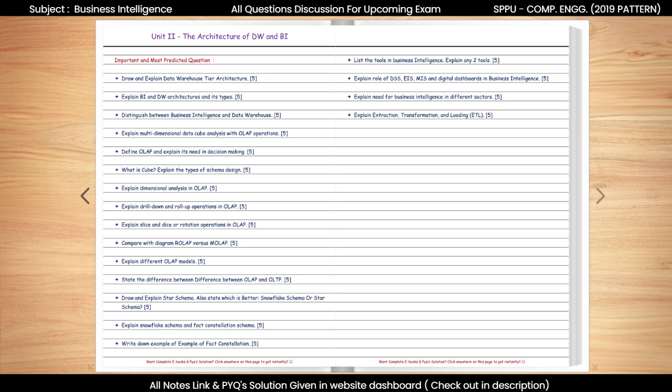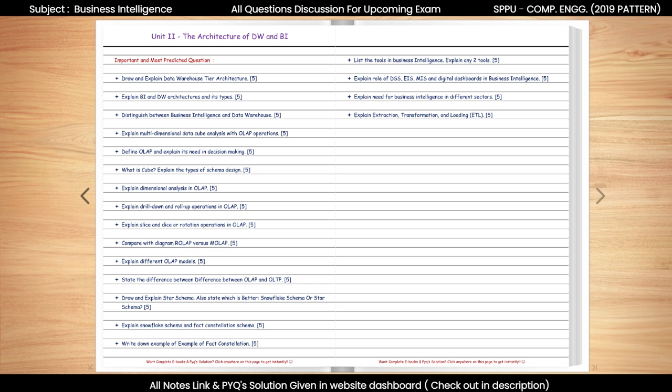Now, let us move on to our next important topic, fact constellation example. From this topic, we can expect questions such as, write down example of fact constellation. An example of fact constellation includes separate fact tables for sales and inventory sharing common dimensions like product and time. This helps analyze multiple business processes together.